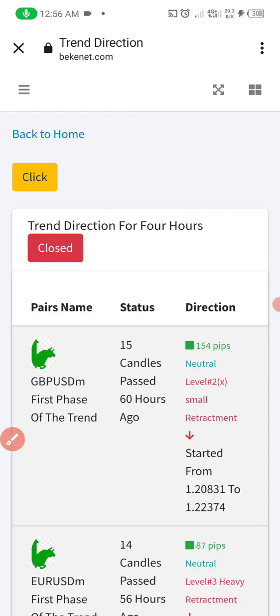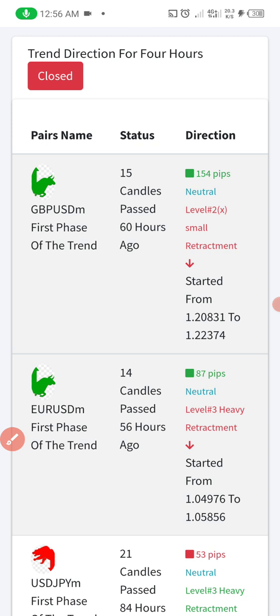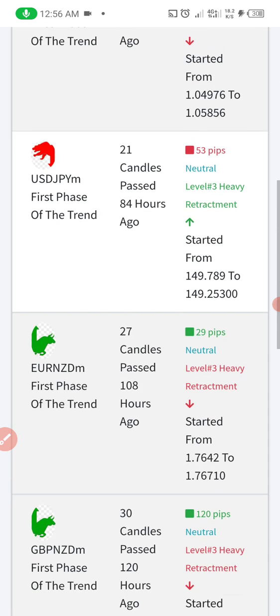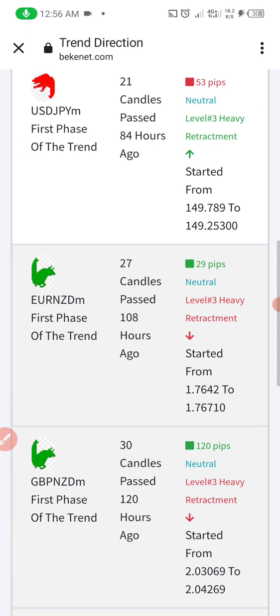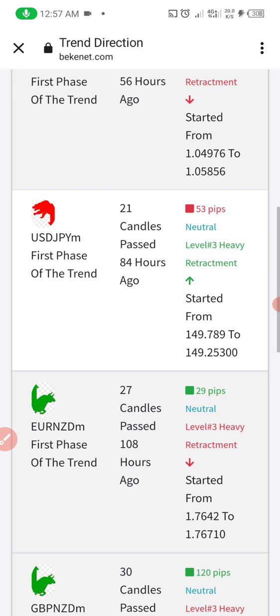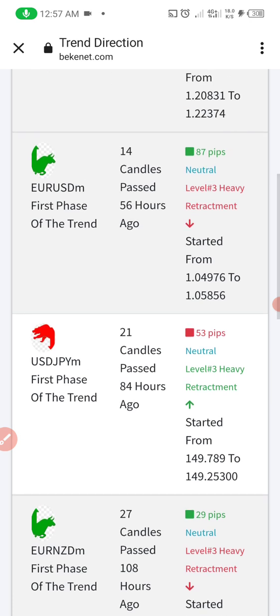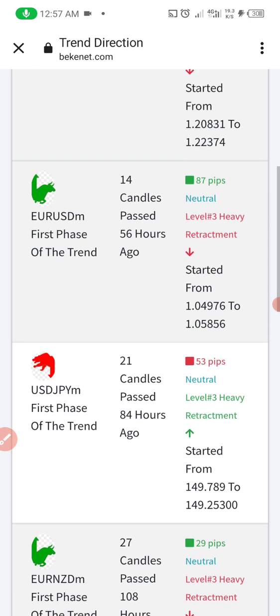So let's click and see if we see any of this. As you can see, there is a lot of retracement going on, but on the trend direction you will not see it as a retracement. It will just show you bullish move or bearish move. But here we'll give you details so that you don't get yourself caught in the middle of any of the trends. You understand?